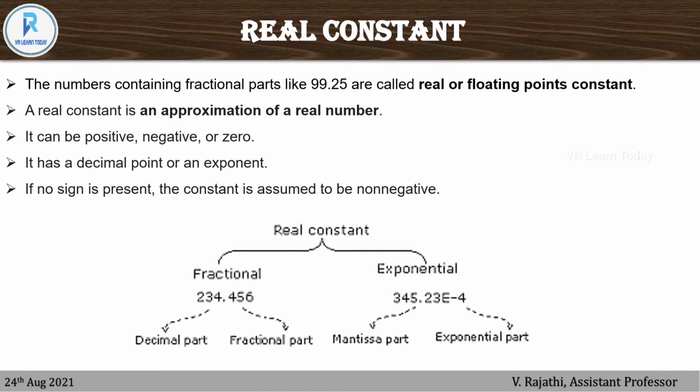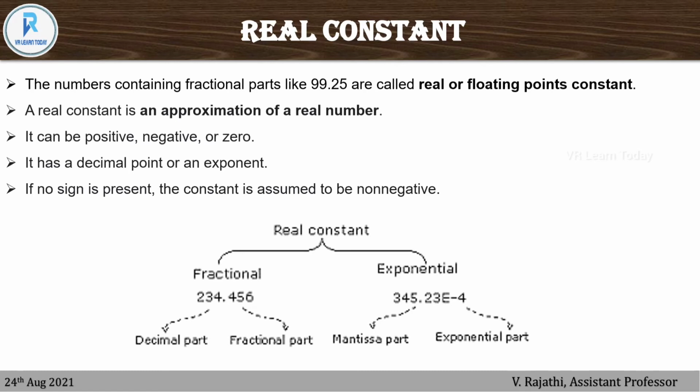So this is real constant. A number that contains a fractional part like 99.25 is called a real or floating point constant. A real constant is an approximation of a real number. It can be positive, negative or 0. So an integer constant is nothing but a whole number. Okay, but a real constant means it has some fractional part.